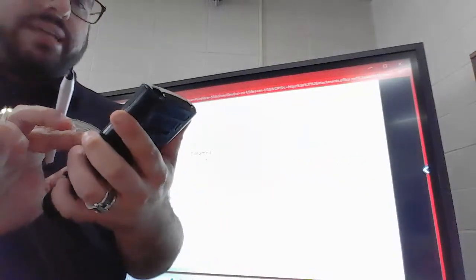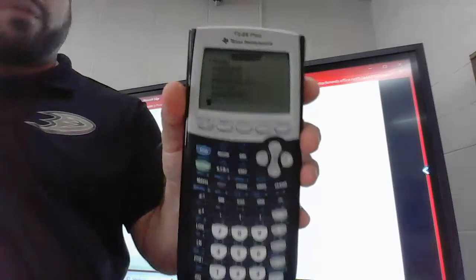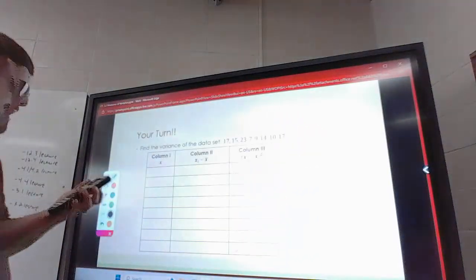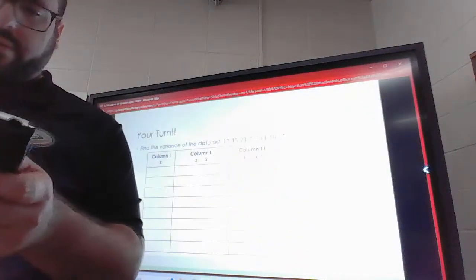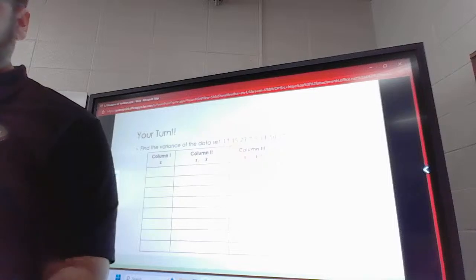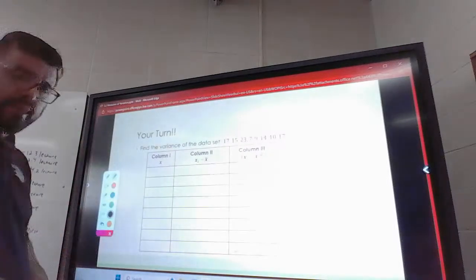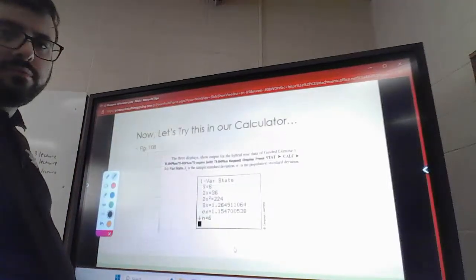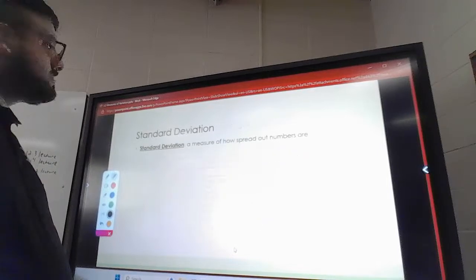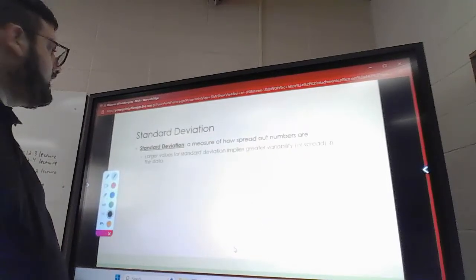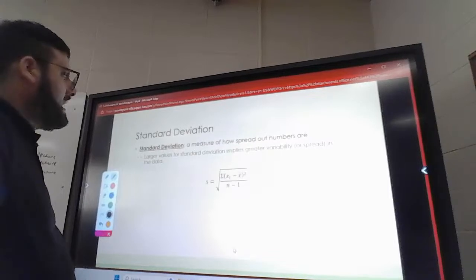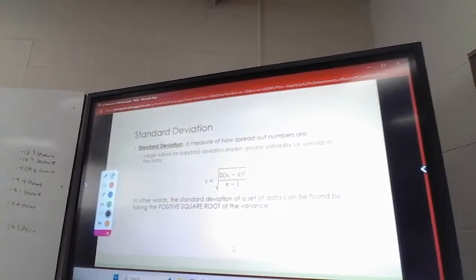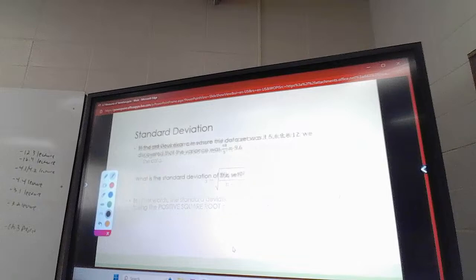If I scroll down here, there are 5 more things on this calculator, but we'll talk about that a little bit later on. So you're not going to need to know these for right now. Okay. But that's how you do it in your calculator. And of course, like I said, standard deviation is a measure of how spread out your numbers are from the center. And we talked about how to find the standard deviation.